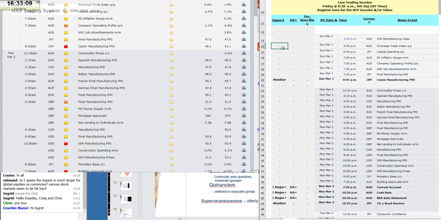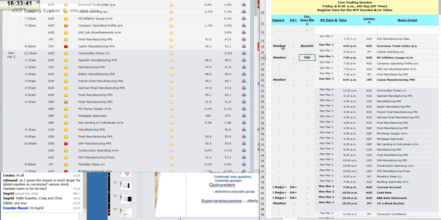it may be interesting to monitor the Kiwi Overseas Trade Index quarter over quarter, just to see how the external economy of New Zealand will be affected. It's been impacted already. Yep. Oh, yeah, of course. I will monitor also the Aussie MI inflation gauge month over month, and the bias is to be defined. For the Kiwi trade index, it will be bearish.